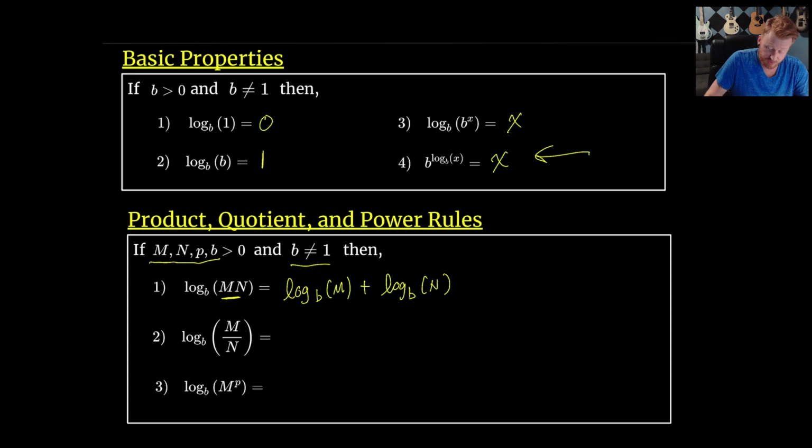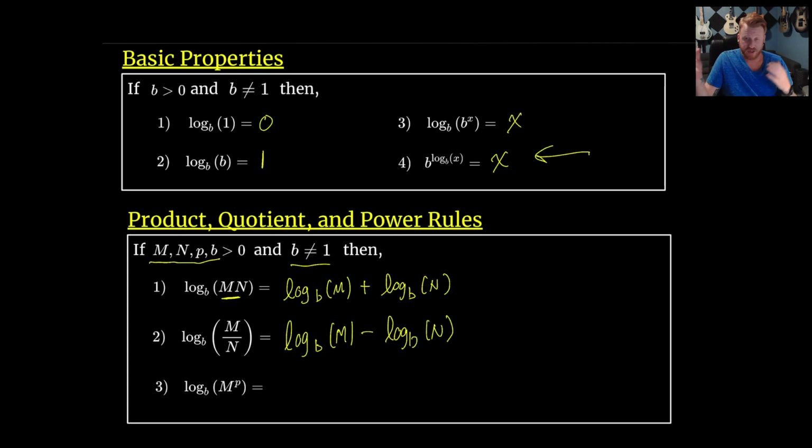So looking at the next one here, if you had to just wish that this was going to be something, I think that most people would say, if I had to guess, this should be log base b of m minus log base b of n. If we've got multiplication being turned into addition, then I would guess that division will be turning into subtraction, and you would be right. That's exactly what's going on here.